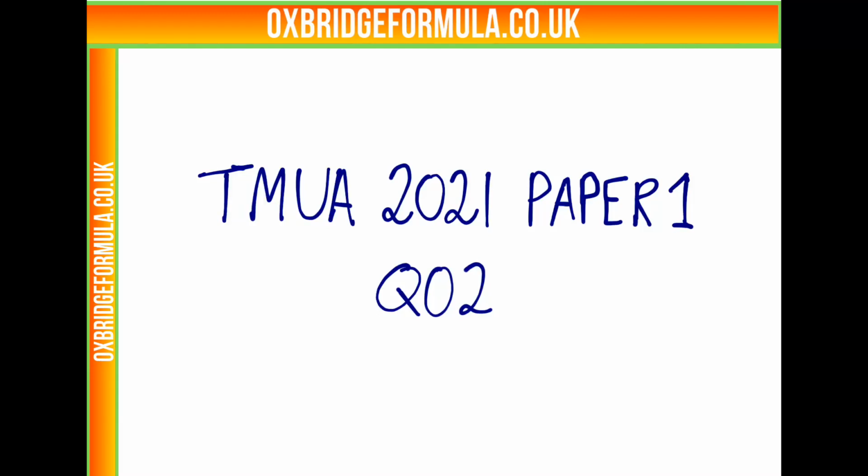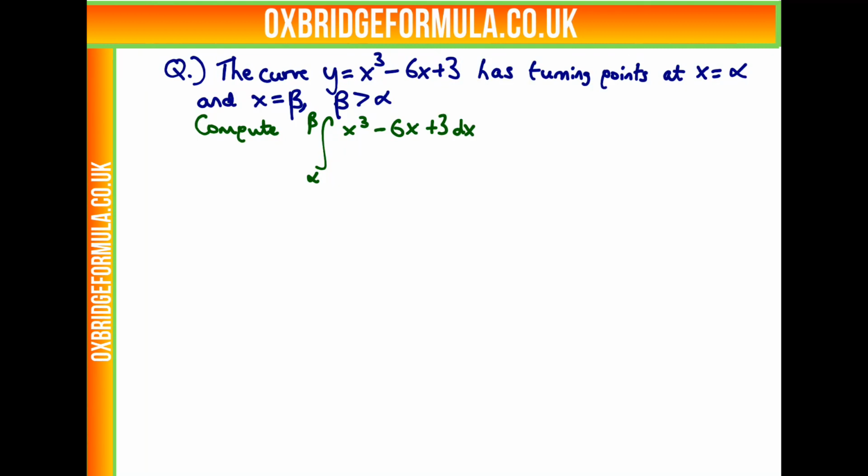This is TMUA 2021, Paper 1, Question 2. This question gives us the curve y equals x cubed minus 6x plus 3. And we're told it has turning points at the points x equals alpha and x equals beta, with beta being bigger than alpha. And we're asked to compute the integral of this curve between alpha and beta.